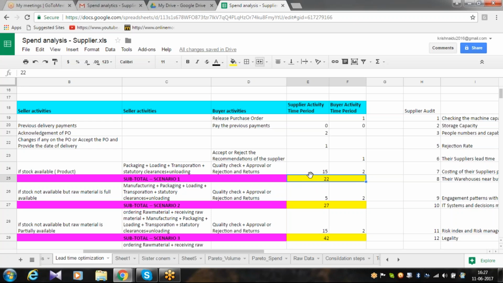So scenario 1 is the best scenario, or at least scenario 2 is also good, if he doesn't have stock but keeps the raw material with him. Scenario 1 is the first choice, scenario 2 is the second choice. Scenario 3 and scenario 4 are not the best choice. So this is what we have to see when we do supplier audits, so that we can achieve deliveries from suppliers mostly at the scenario 1 level.